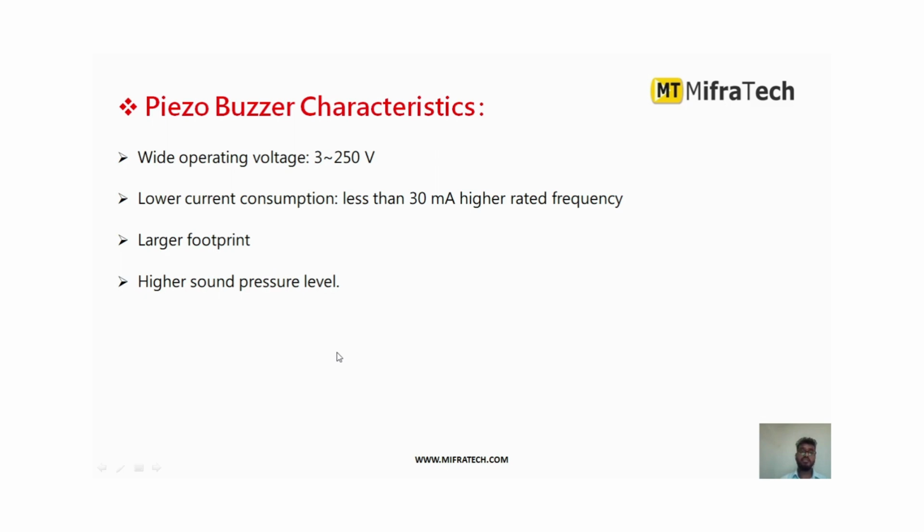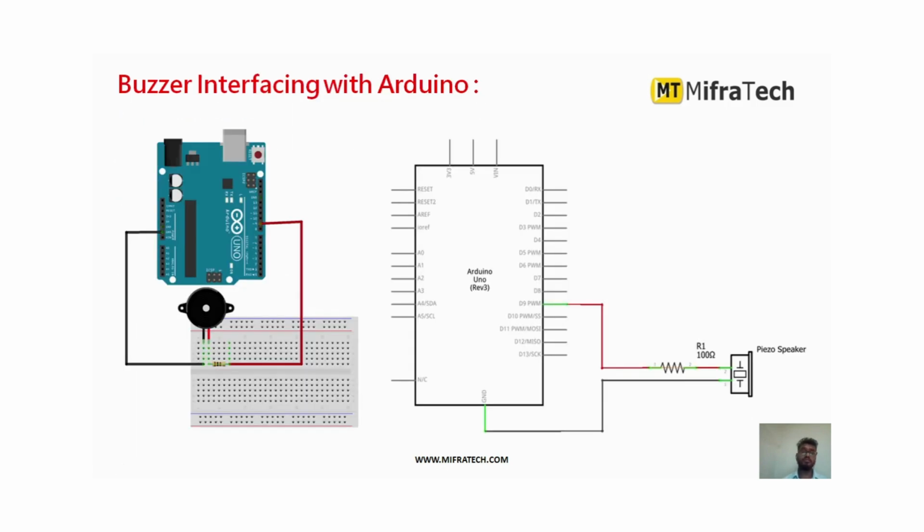So what are the characteristics of this piezo buzzer? It has a wide operating range from 3 to 250 volts. It will consume very low current, like less than 30 milliamps only. It has a large footprint and a higher sound pressure level. Without any amplifier also it will produce a high quality sound.